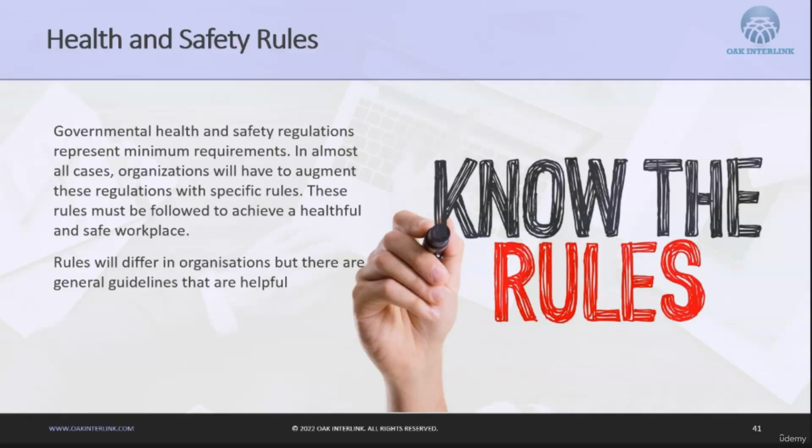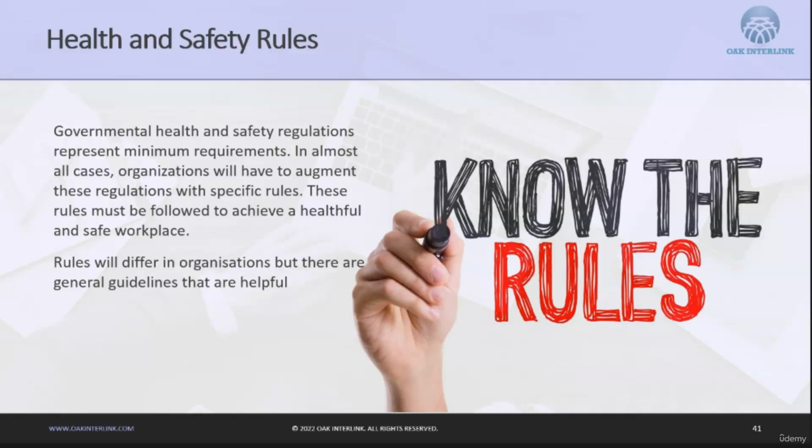Rules should be stated in clearly understandable terms. It's also important that rules are best stated in positive terms. That is, rather than saying employees shall not, it's better to say employees shall. So it is more positive reinforcement. The reasons for the rule should also be explained to employees. Remember, we're talking about general guidelines for setting rules.